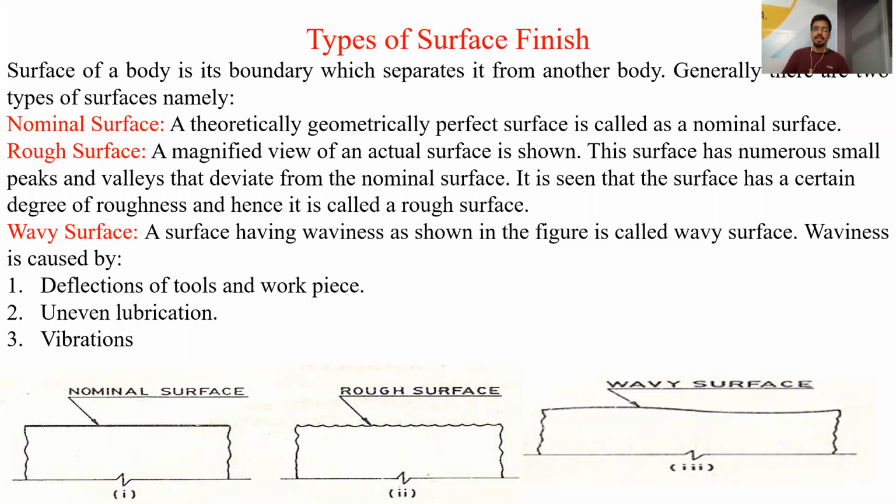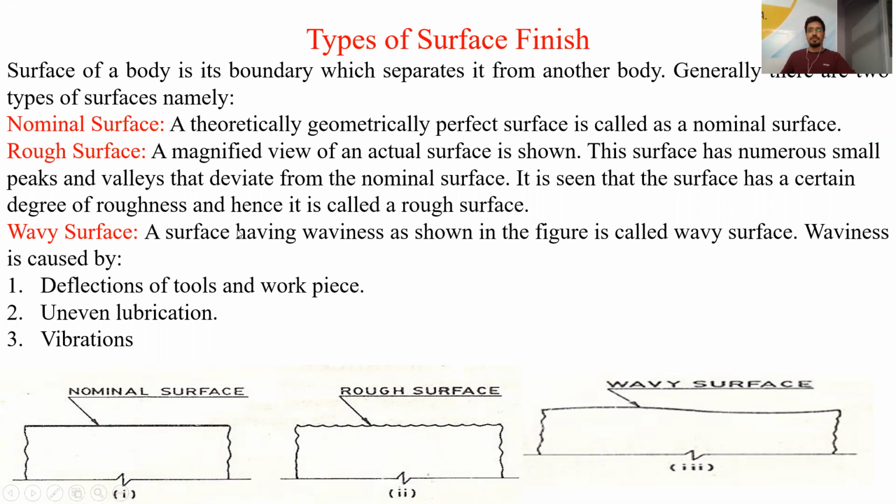Generally, there are three types of surfaces. First surface is nominal surface. Nominal surface is what surface? A theoretically geometrical perfect surface is called nominal surface, which ideally exists. It is the ideal surface, like this in this diagram, a surface without having any roughness. So this is the nominal surface. This is the ideal surface, but it does not exist in nature.